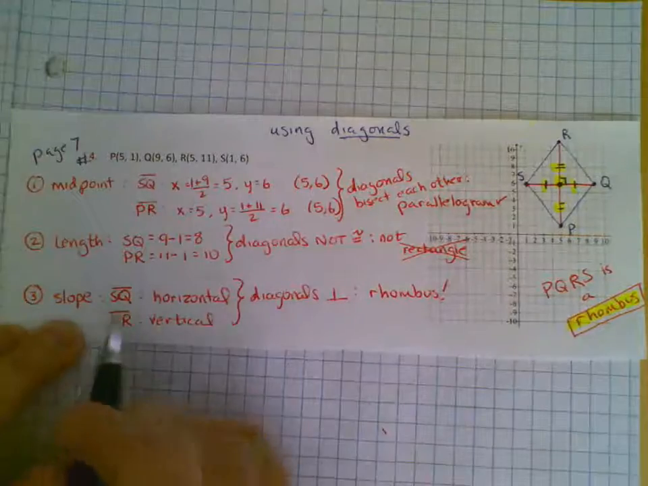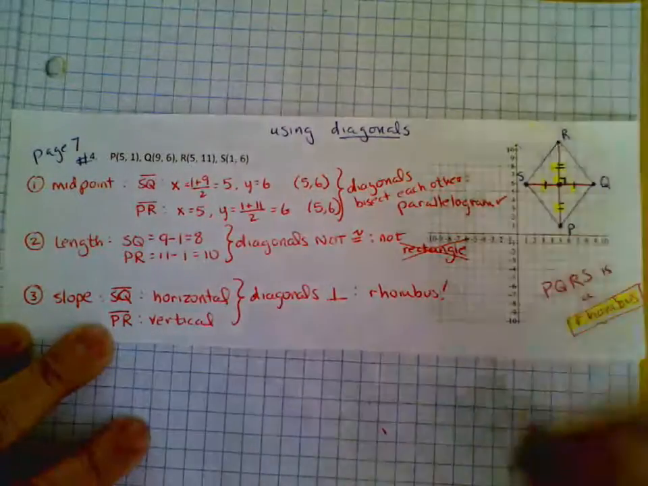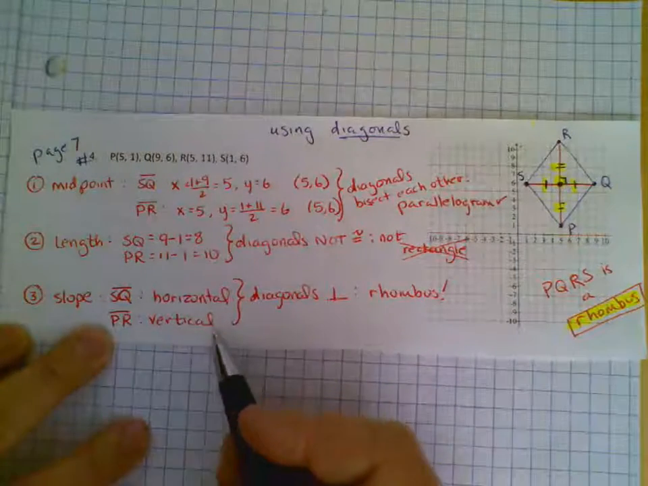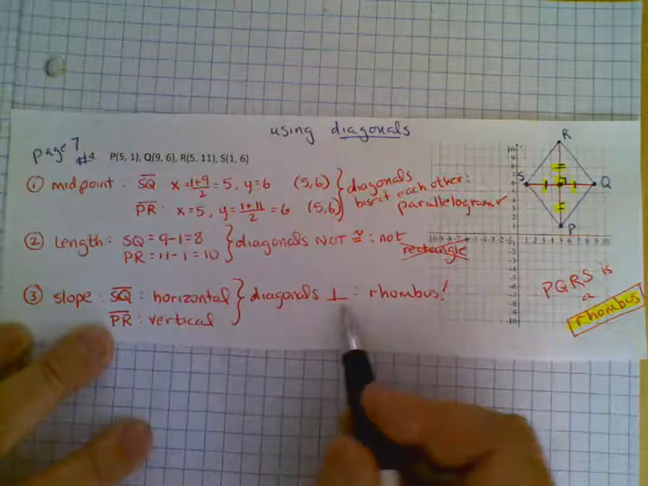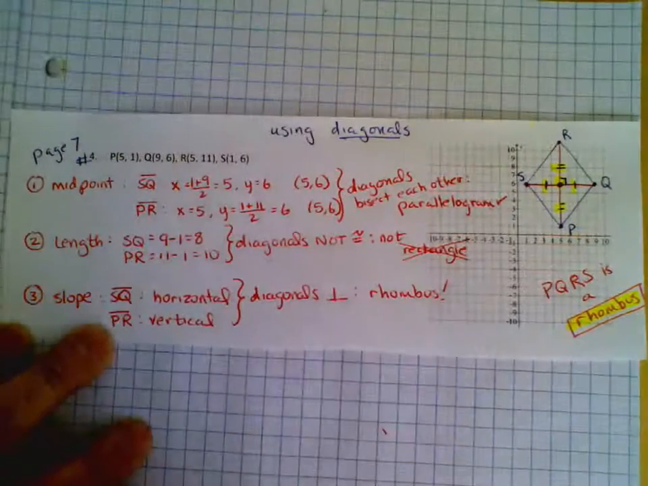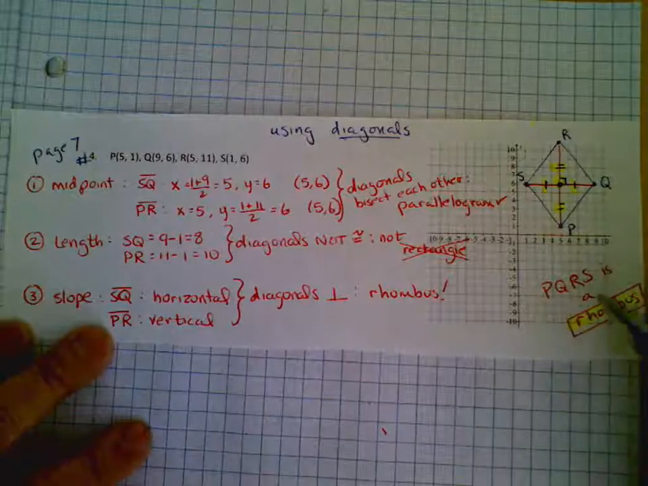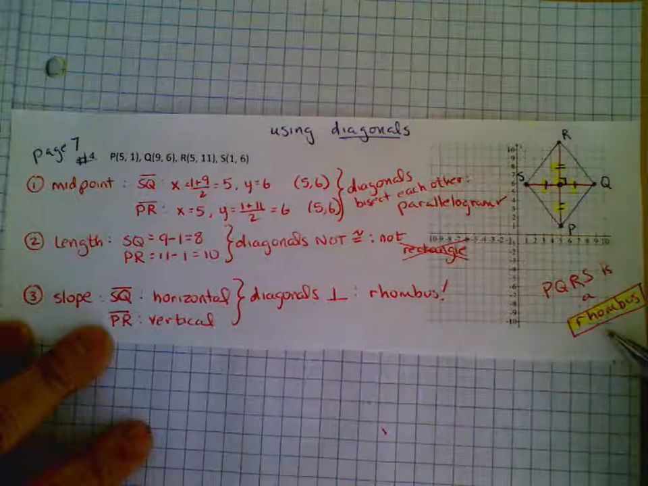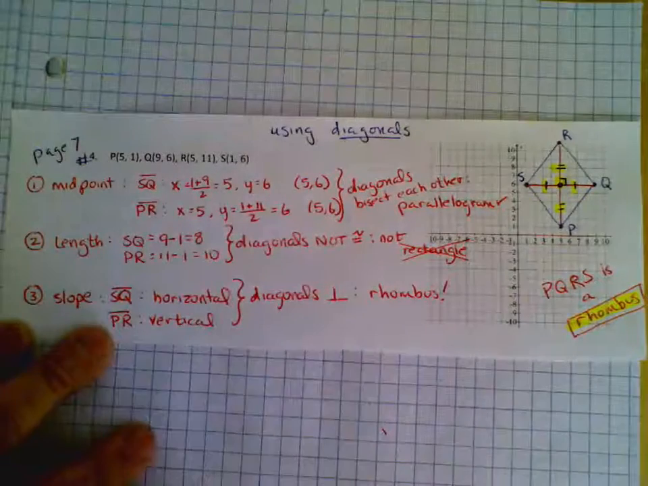The slopes, well, SQ is just horizontal, and PR is vertical. Horizontal and vertical lines are always perpendicular. So since these diagonals are perpendicular, this is a rhombus. So I know that PQRS is a rhombus. I didn't have to calculate anything except a couple of quick averages to check the midpoint.